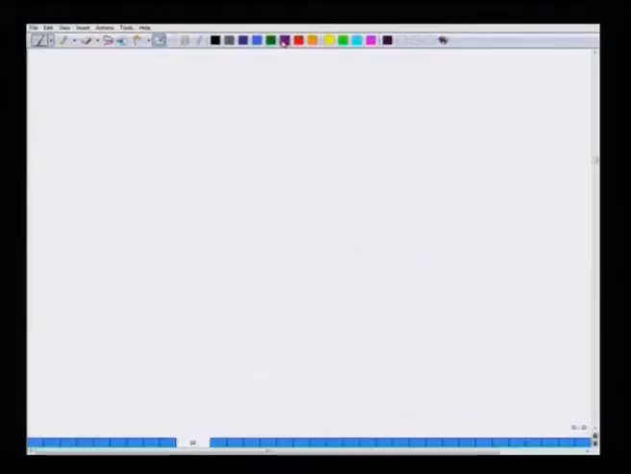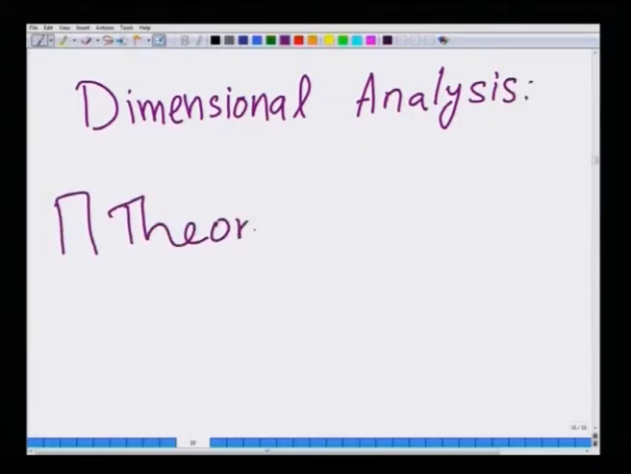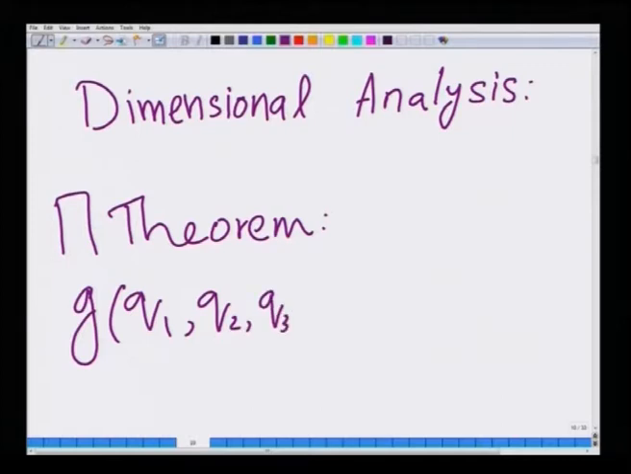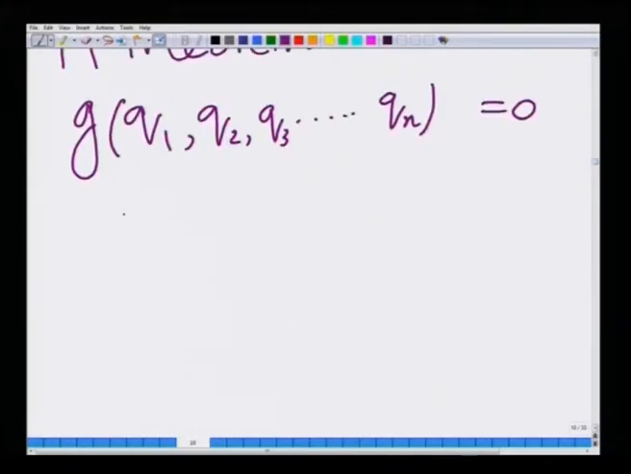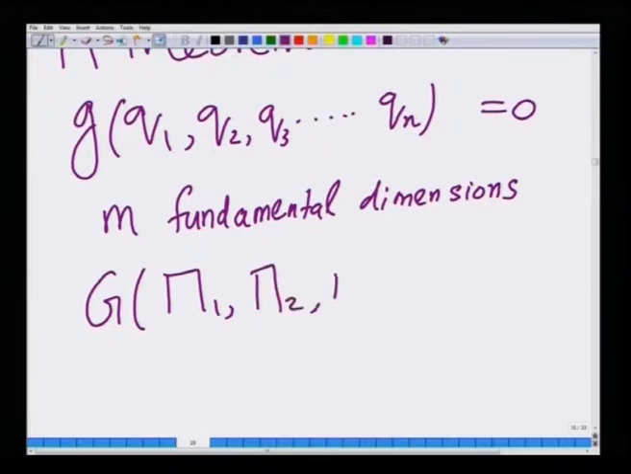So, in dimensional analysis, we first discussed Buckingham's Pi-Theorem, which essentially says that if you have a functional relationship among n dimensional groups q1, q2, q3, and so on up to qn, and if there are m fundamental dimensions in the problem, such as, typically in a mechanics problem, mass, length and time, then there is another functional relationship among n minus m non-dimensional groups called the Pi groups.